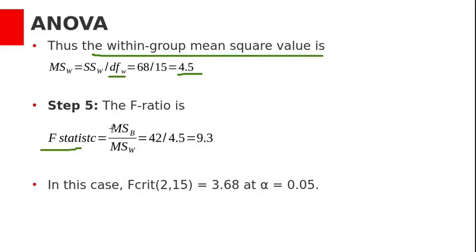Now we can calculate the F statistic, that is the between group variance by within group variance, that is the between group mean square value by the within group mean square value. 42 by 4.5. The result is 9.3. After finding this F statistic value, find the F critical value. The numerator degrees of freedom is 2 and the denominator degrees of freedom is 15. So the critical value is 3.68 at alpha 0.05.